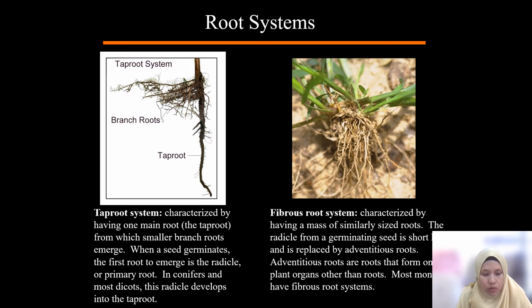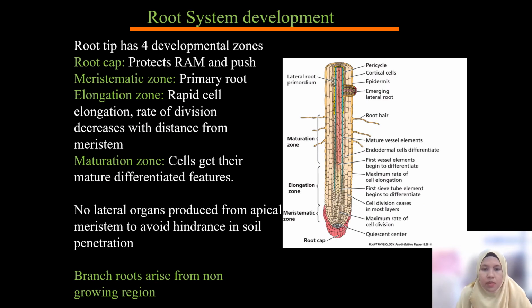So the functions of the root ni, there are a few. The functions of the root, for example, are for anchoring, for starch storage, and also for the absorption of minerals and nutrients, and also water. Okay, so for root system development ni, there are four phases, or four developmental zones dekat bahagian root ni, yang will help in the elongation of the root.